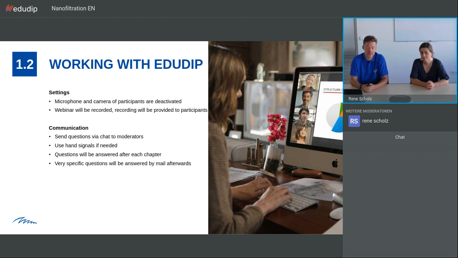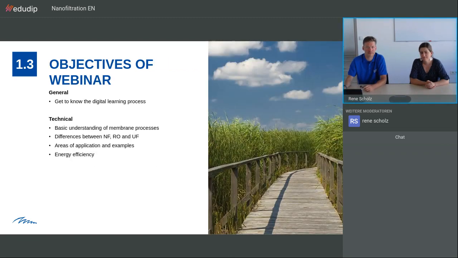To communicate with us, just simply send a question in the chat and we will try to answer it. Questions will be answered after each chapter, and if it's a really deep question, then we will clarify it afterwards by email. Exactly. And if we are going too fast, please don't hesitate. Just send us the hand signal, say, okay, I haven't understood it. And then we just go back over the topic. All right.